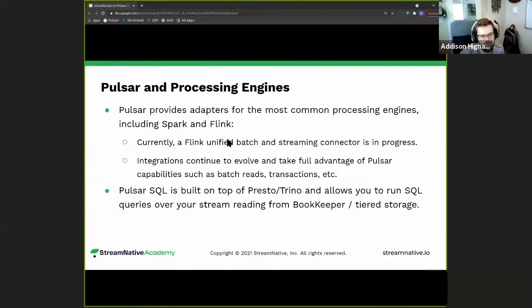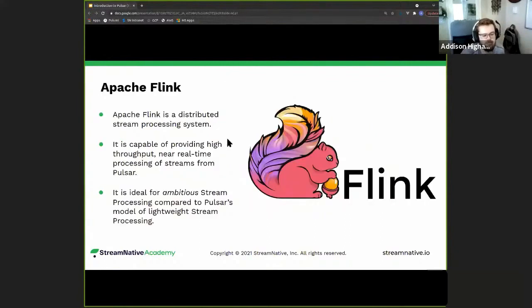And once again, Pulsar SQL is basically built on top of Trino and allows you to query data directly from BookKeeper and tiered storage. And as we mentioned, StreamNative is working closely to integrate with Flink, which really is a best of breed stream processor able to do high throughput, near real-time stream processing. That's really ideal for ambitious stream processing compared to Pulsar's lightweight stream processing, Pulsar Functions.